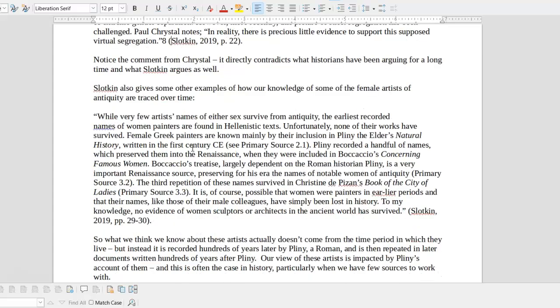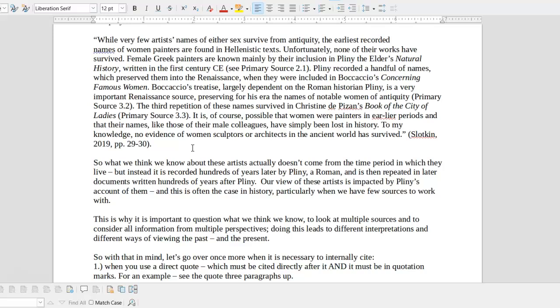Slotkin also gives us some other examples of historiography. In this quote, this very long quote, from pages 29 and 30, which traces the information that we have about female Greek painters. We don't actually have any information about female Greek painters from ancient Greece itself. The very first information we have comes from Pliny the Elder, who was writing in the 1st century CE, several hundred years after ancient Greece itself had been taken over by Alexander the Great and united under the control of kings. So Pliny, in the 1st century, recorded a handful of names.